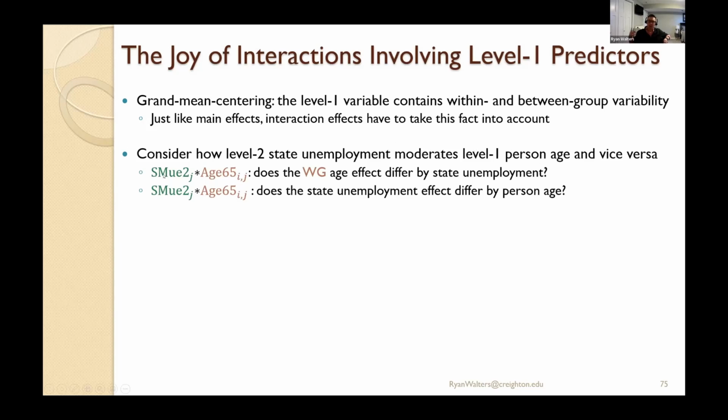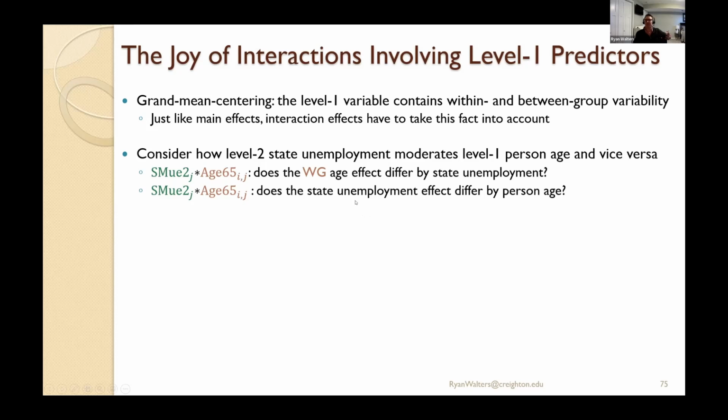So two-way interactions can be interpreted two ways. In general, people really only care about interpreting it one way because generally one predictor is the independent variable and the other one is the moderator, or vice versa. In any case, I interpret everything both ways just so you have both of them. So state mean unemployment interacting with level 1 age: does the within group age effect differ by state unemployment? And the other way to interpret that interaction is, does the state unemployment effect on disability differ by a person's age? Okay, so again, both ways.